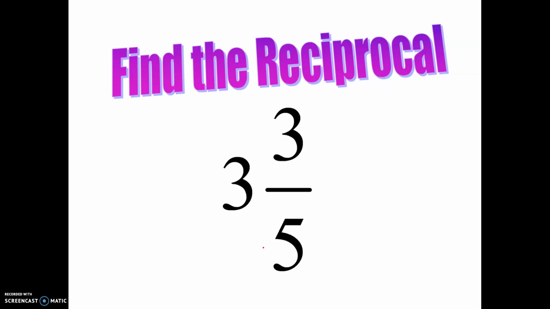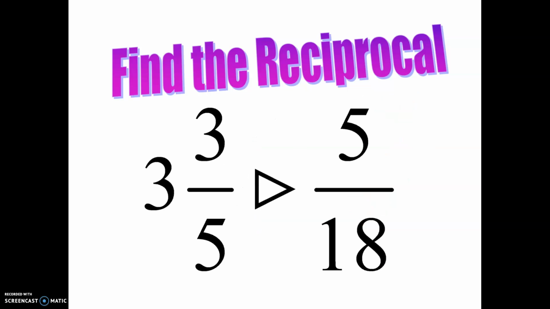Let's find the reciprocal here. Careful, we need to write it as a fraction before we can flip it. The reciprocal is not 3 5/3. Not that. All right, so we need to convert it to a fraction first. 5 times 3 is 15, plus 3 is 18/5. So the reciprocal of that would be 5 over 18.